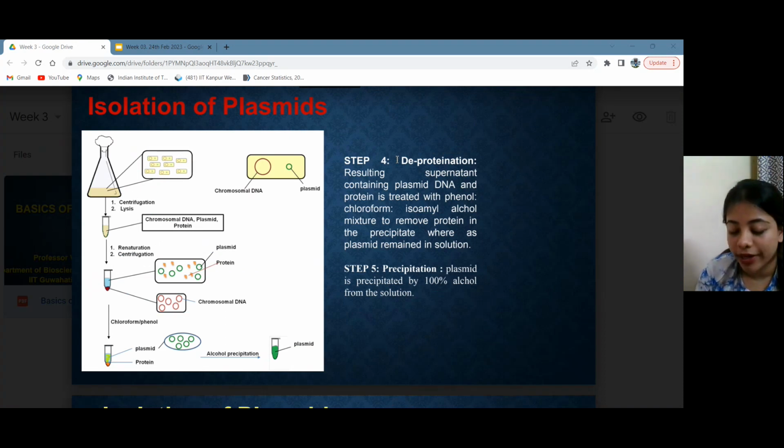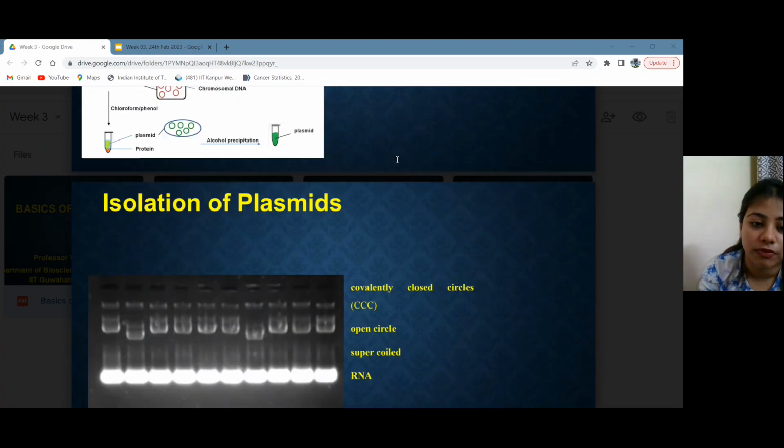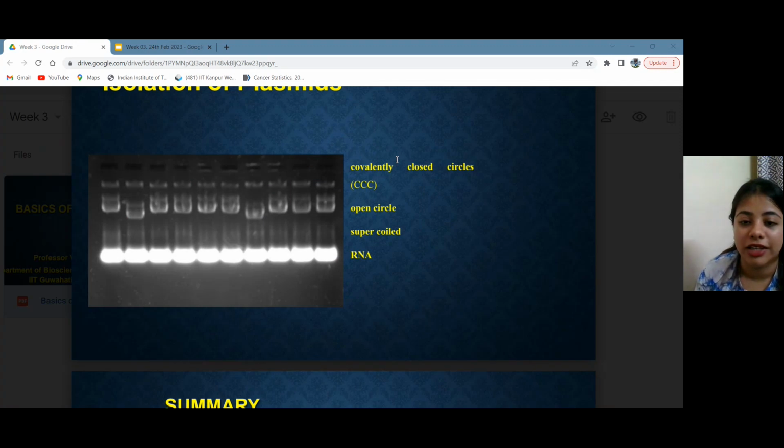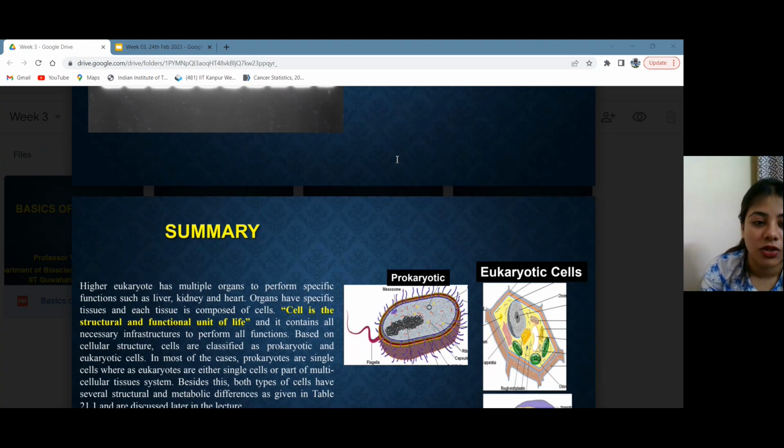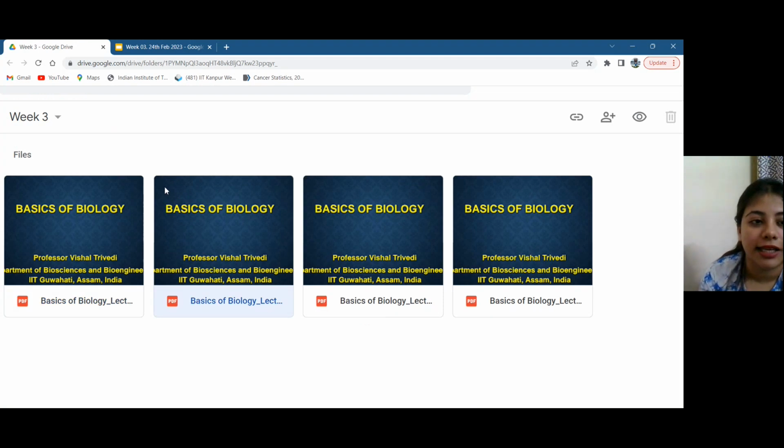Also, to avoid any protein contamination, or at least to try and avoid it, we go for the PCI method. This was one of the sample problems we discussed in the last class. Phenol chloroform isoamyl alcohol, or PCI mediated extraction, is carried out to remove any proteins in the precipitate. Finally, we can precipitate the plasmid from the solution with 100% ethanol. This is how the migration actually varies, and this shows what we have also discussed in the question. So this was a summary for the same. Then we'll come to the second lecture.